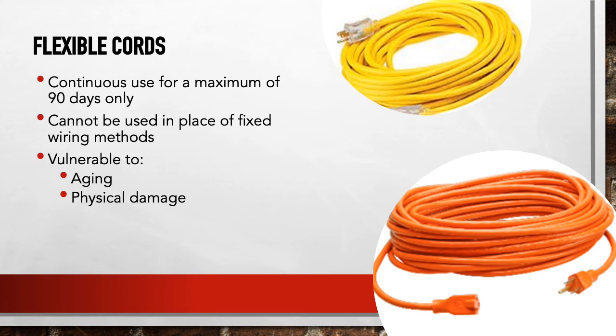Flexible cords, one of the bigger OSHA violations out there and fire inspection violations include flexible electrical cords. So essentially they can be used for a maximum of 90 days, so they can't be used to have things plugged in permanently. They cannot be used in place of fixed wiring and are vulnerable to aging and physical damage. That's kind of the reason. Nicks, cuts, they get brittle, old, they change color. Most of us have seen this.